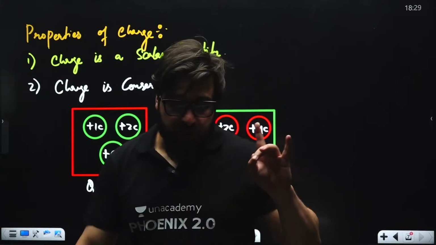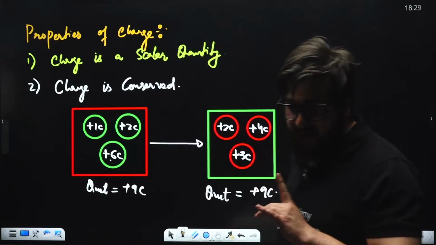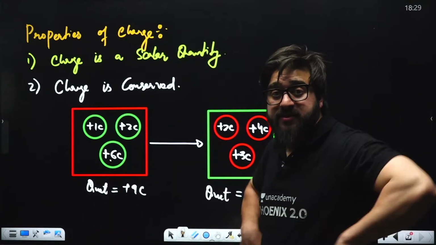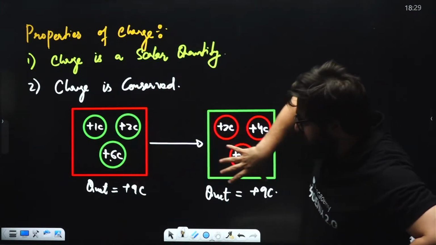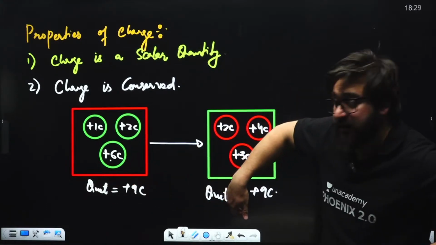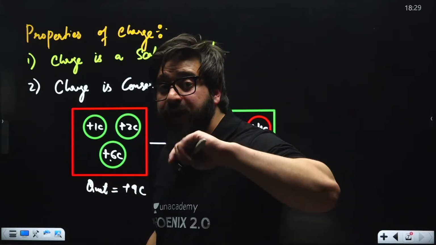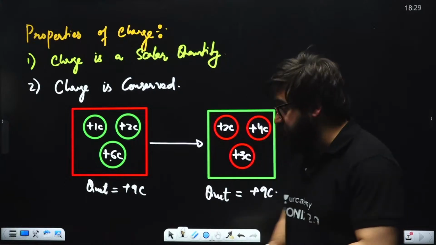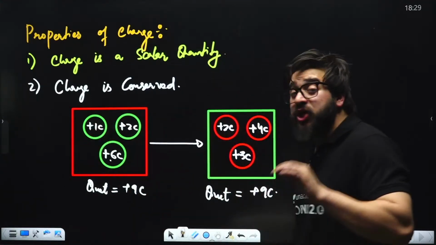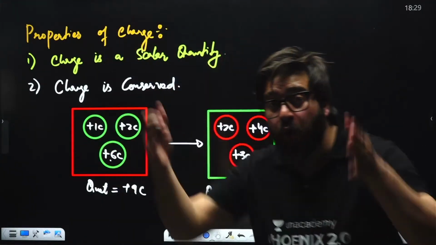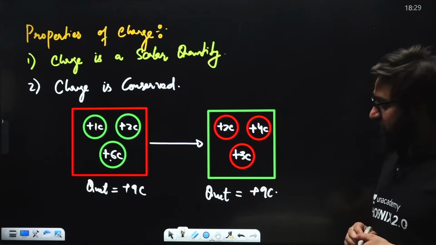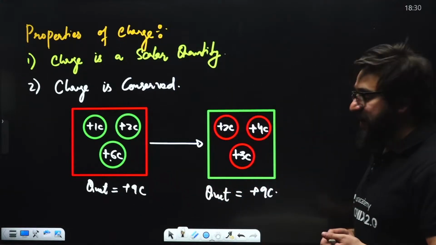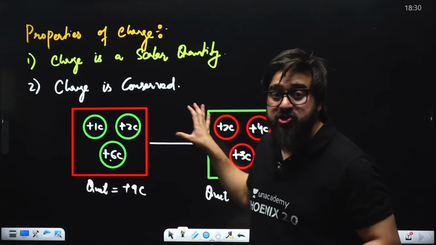So my dear friends, what I'm trying to say in this particular case is that charge can neither be created nor be destroyed. Charge remains conserved, +9, +9. Charge can neither be created nor be destroyed, but can be transferred from one body to another. Internally, they are sharing the charge with each other, but as a whole, charge remains conserved, because charge initial is equal to charge final.